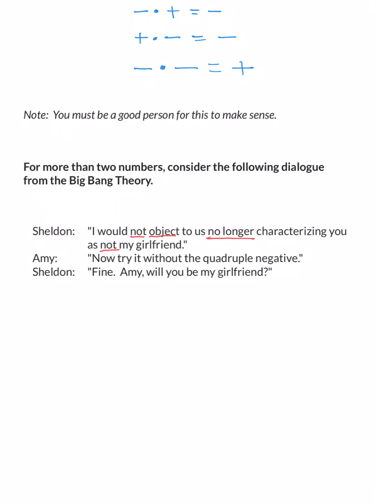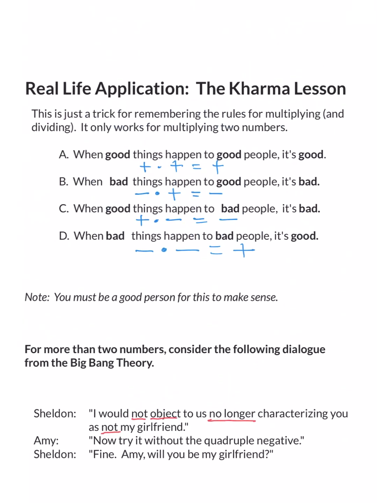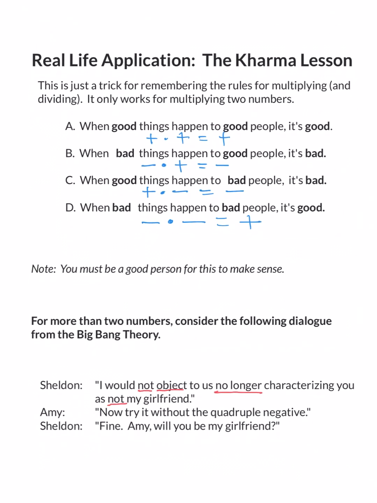If you have an even number of negatives like this example here, they all cancel out, leaving you with a positive. So there are some examples in terms of English or in terms of real life. These are other ones that you can use to remember multiplication.